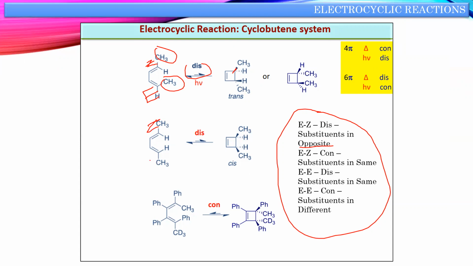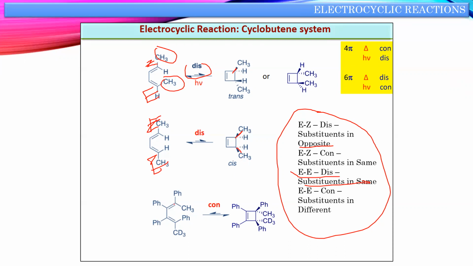If it is Z configuration, and this is also, sorry, both are E conditions, right? E disrotation: the substituents are in the same position. Substituents are CH3, CH3. Both are near. This is a trick I use to follow.